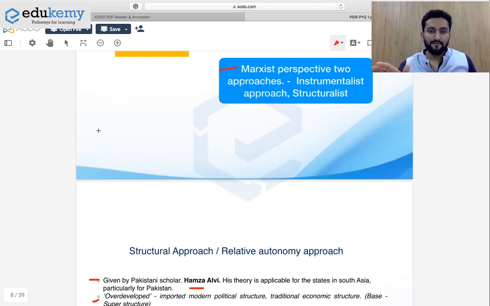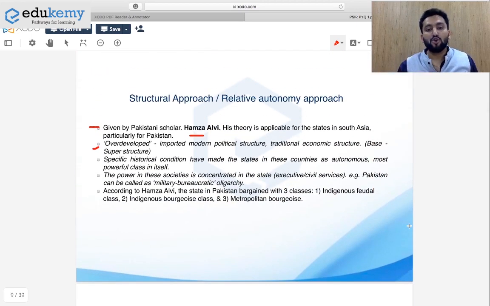So expand on that. Since the scholar is analyzing Pakistan, use the keywords which were used by the scholar. For example, specific historical conditions, like the historical conditions of India and Pakistan. This made the states in these countries autonomous, the most powerful class in itself. For example, all of you know the power of the Indian bureaucracy, right? That is why you want to join the bureaucracy, right? Now the point is, why is the bureaucracy so powerful in the post-colonial state? Because of our historical context.